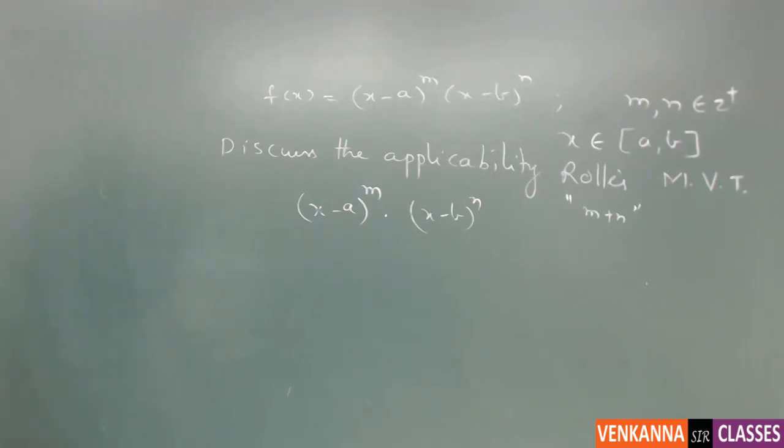Anybody has any issue with regard to the continuity? While writing the exam also we do the same thing. We explain the thing in words, not by calculating the limits. Since it is a polynomial, the other one is a polynomial which are continuous. Hence the product is a polynomial of degree m plus n. So obviously it is continuous on the number line, and in particular the interval which you have taken. Okay?